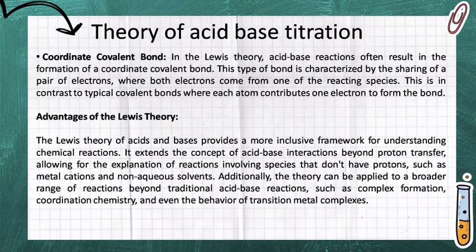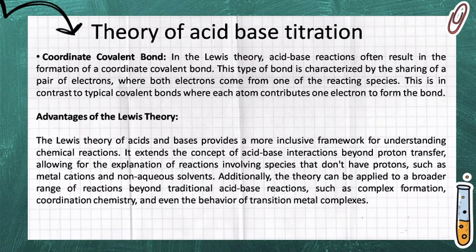Now, coordinate covalent bond. In the Lewis theory, acid-base reactions often result in the formation of a coordinate covalent bond. This type of bond is characterized by the sharing of a pair of electrons, where both electrons come from one of the reacting species. This is in contrast to typical covalent bonds where each atom contributes one electron to form the bond. Next is advantages of the Lewis theory.